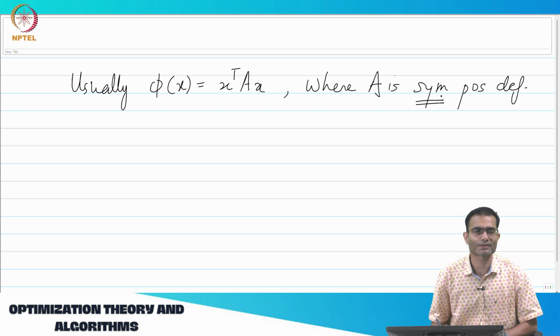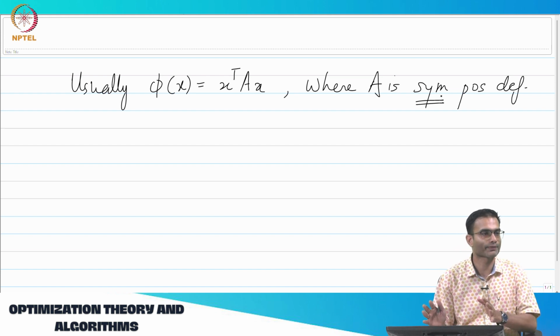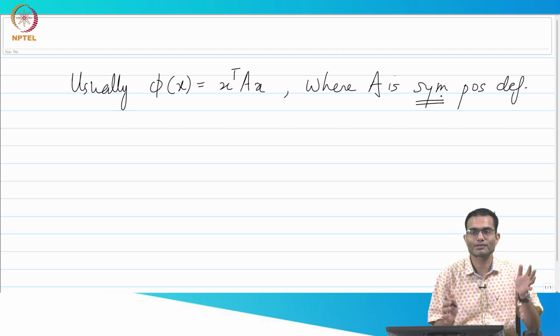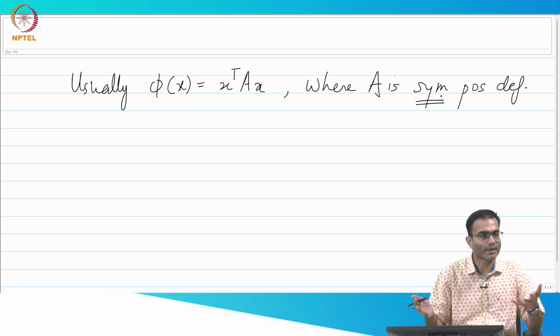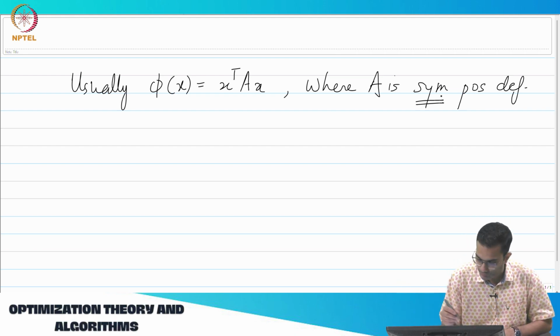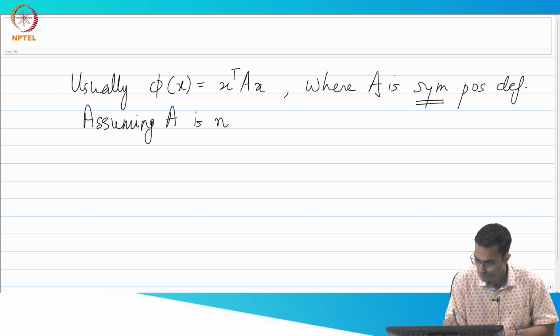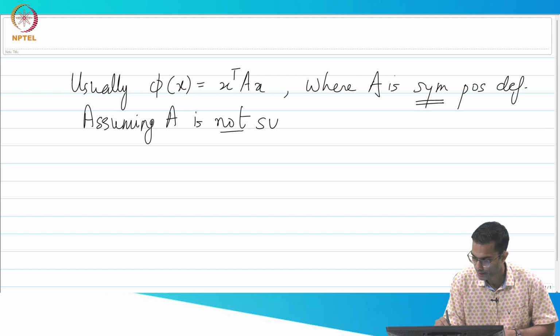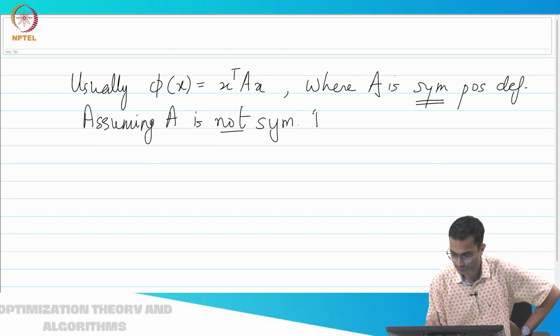Okay, so the answer is actually very simple. You can take A to be positive definite and not insist on it being symmetric. You know why? It doesn't matter. So let's see why it doesn't matter. Let's start by assuming A is not symmetric, but we'll assume that it is positive definite.